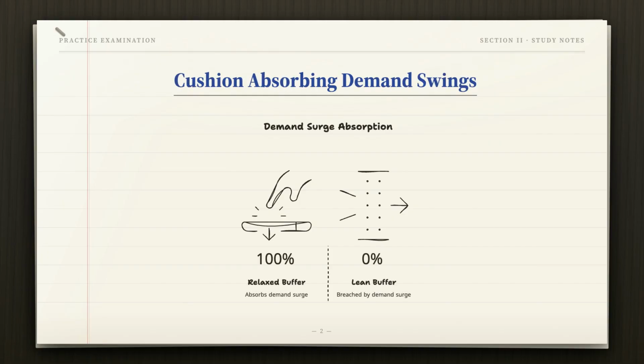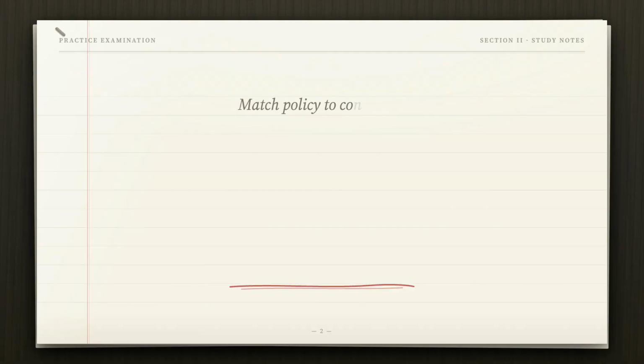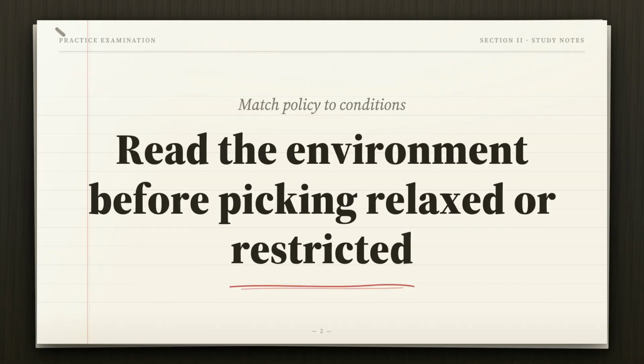Picture demand as a line that suddenly spikes. A relaxed buffer of ample inventory and cash absorbs that surge without disruption, while a lean buffer gets overwhelmed the moment volatility hits. The judgment worth developing is reading the environment first. Competitive pressure and volatile demand tilt relaxed; stability, forecasting, and a return focus tilt restricted. And matching policy to conditions is what makes the answer thoughtful.